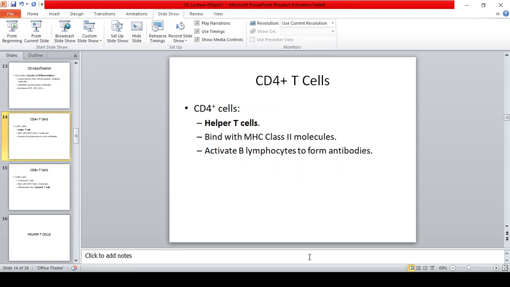Now these CD4 cells bind with MHC class 2 molecules as mentioned earlier, and they activate B lymphocytes to form the antibodies when the antigen is presented to them by the antigen presenting cells. Another important subtype is the CD8 T cells. They are basically immature T cells. They bind with MHC class 1 molecules and they differentiate into cytotoxic T cells. So the cytotoxic T cells are the CD8 cells.